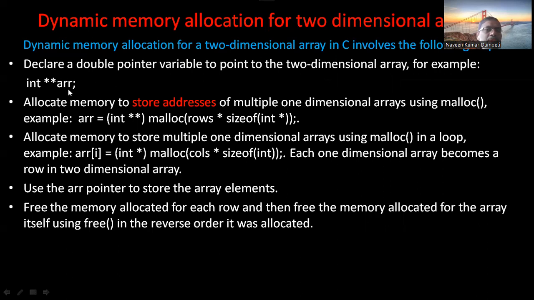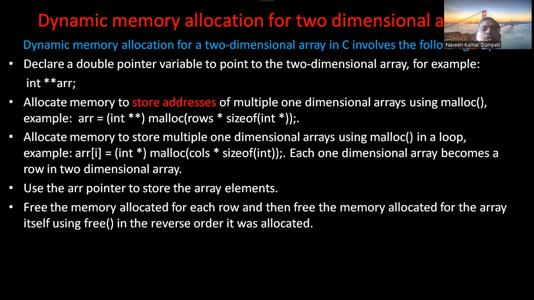So for a two-dimensional array, we declare it as a pointer to a pointer, because this will store the address of another address. So to store memory for a two-dimensional array, we treat it as an array of one-dimensional arrays. We treat a two-dimensional array as an array of multiple one-dimensional arrays.